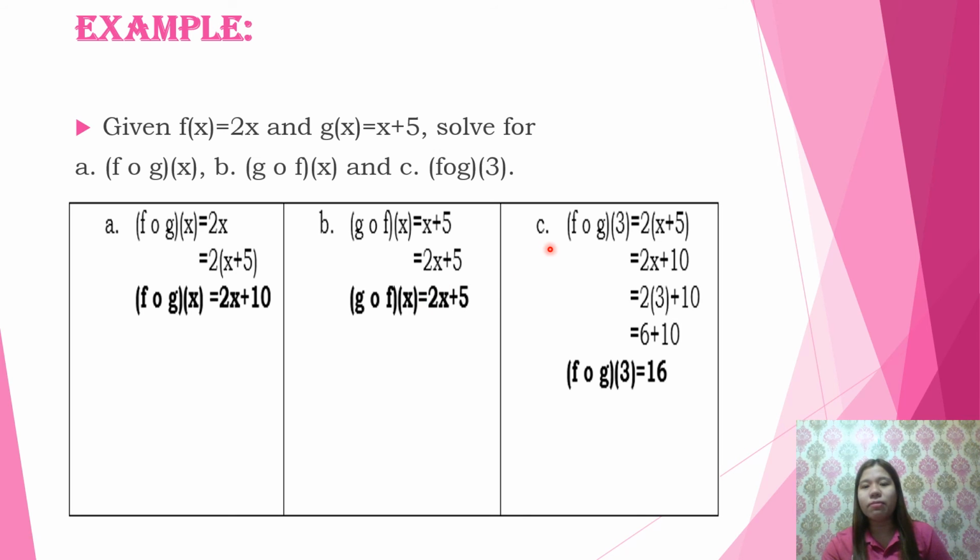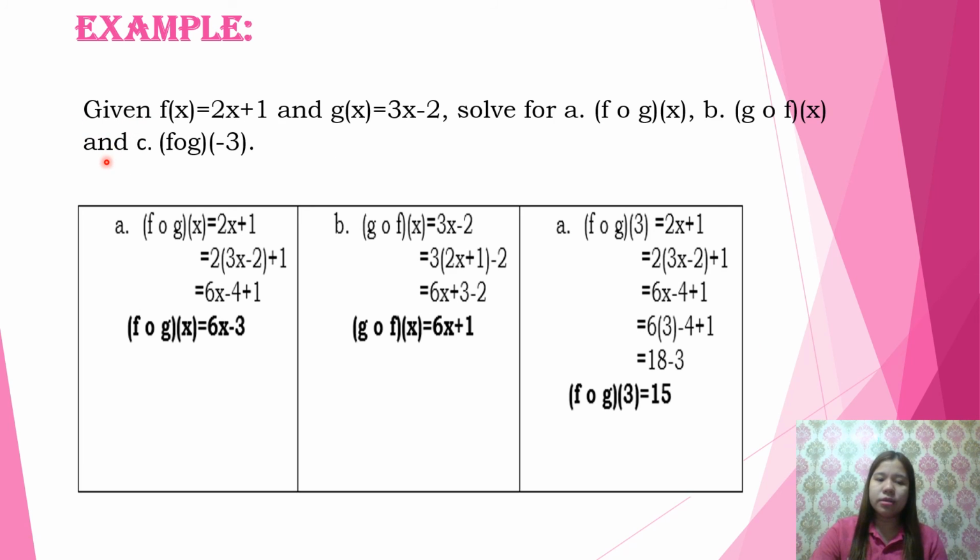Next letter is C. We have f of g of 3. So, ito yung 2x plus 10. Pwede rin naman kunin n'yo na 'to, 2x plus 10. Meron na kayong f of g. And then yung x dito, i-replace mo ng 3. So, we have 2 times 3 is 6, then plus 10. Combine like terms: 6 plus 10 is 16.